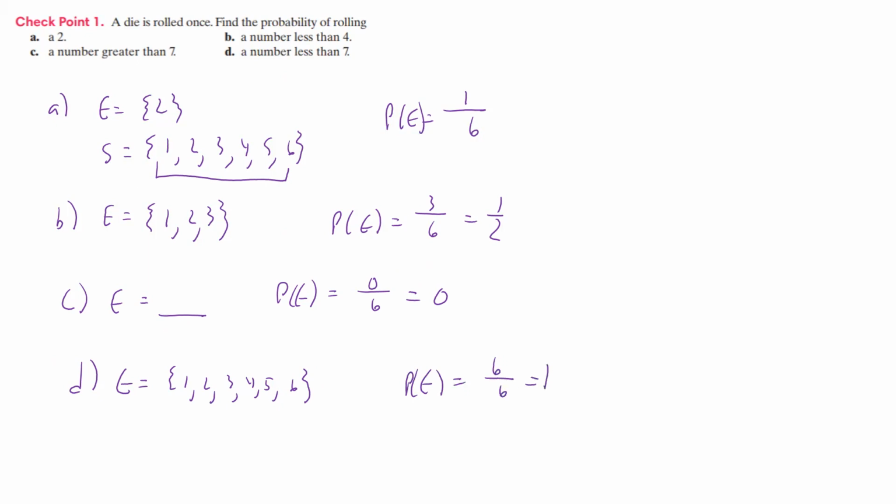Okay, so that's how we use, in this case, a die. We have to know our sample space, and then we can look at all the different events from that sample space. All right, so let's stop there and we'll come back for more.